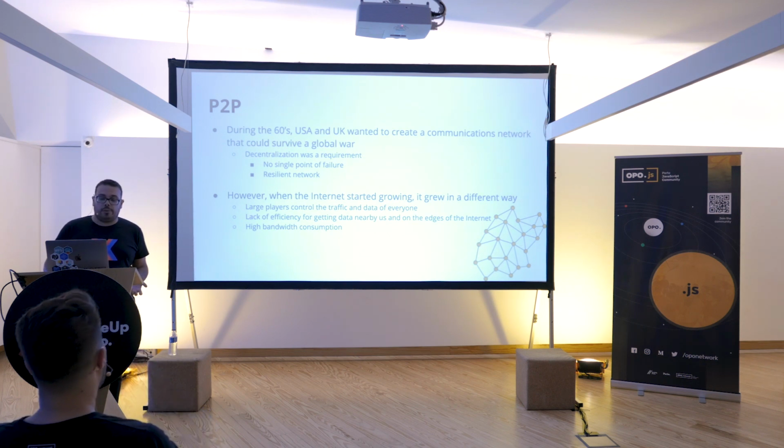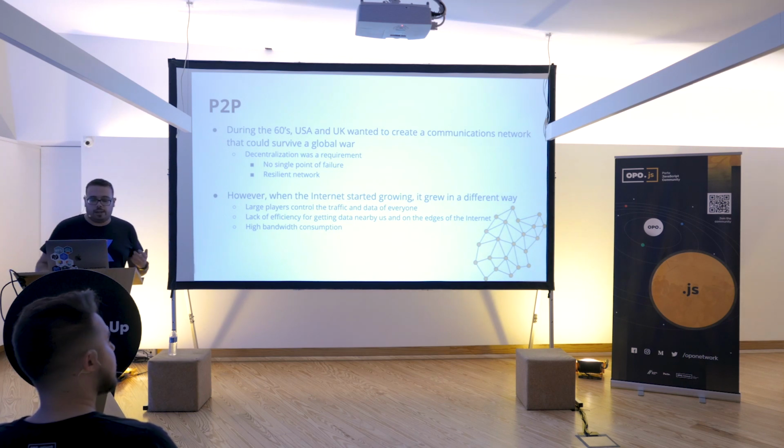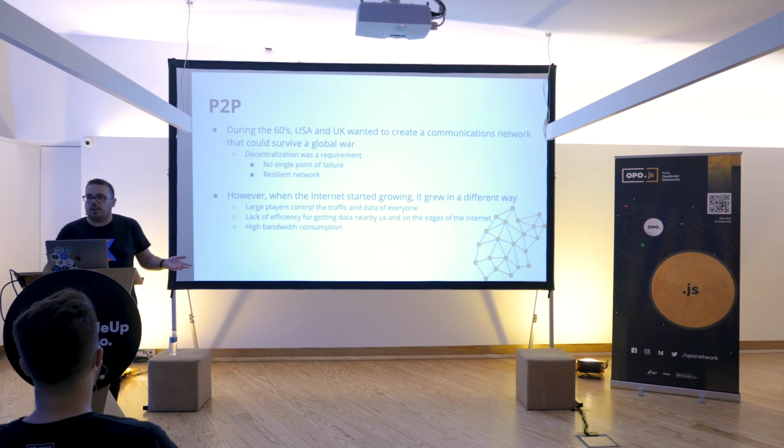The problem came after that, when the internet started growing, and it grew in a completely different way. Now we have large players controlling all the traffic that we create. We have no efficiency in terms of getting data. For example, if I want to get a file from Victor, like his presentation, he needs to provide it to me through a third-party central place, or there is even a lack of good internet at the edges of the internet. Also, there is high bandwidth consumption, as we need to provide data to centralized places and get it back, while we are next to each other.